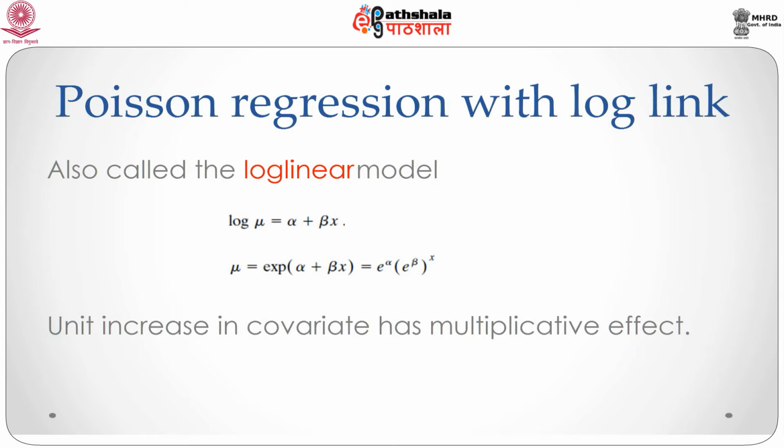Why is this important? For two reasons. First, observe that the log linear model is the canonical model for the Poisson family. And secondly, observe from the equation given on this slide that a unit increase in the covariate has a multiplicative effect. So, if x is changed into x plus 1, mu is equal to e to the power alpha into e to the power beta to the power x plus 1, which is mu corresponding to the value of x multiplied by a factor e to the power beta. So increasing a covariate by a unit amount, keeping all other covariates constant, will have a multiplicative rather than an additive effect on the mean.